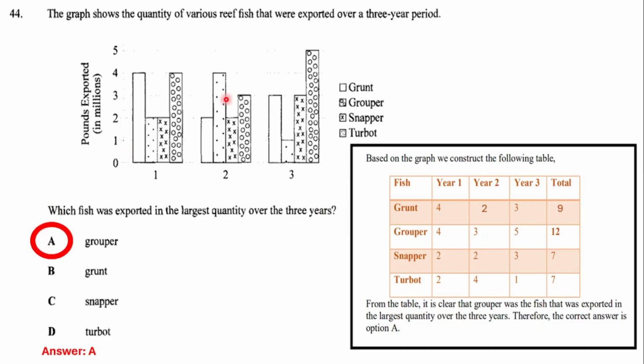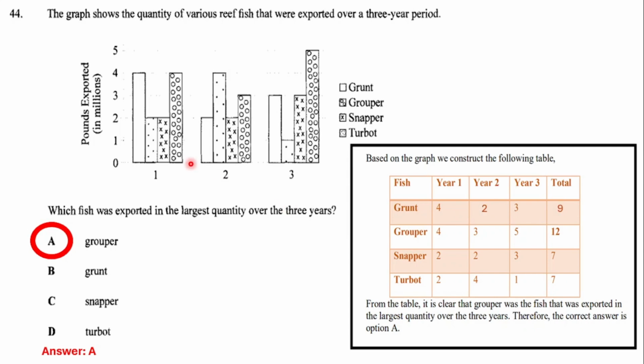And why is that? Because if we look at the grunt, the grunt in year 1 was 4. As we can see, year 1 it was 4. The grunt in year 2 was 2. The grunt in year 3 was 3. So 4 plus 2, that's 6, 7, 8, 9. That's going to be 9 in total.